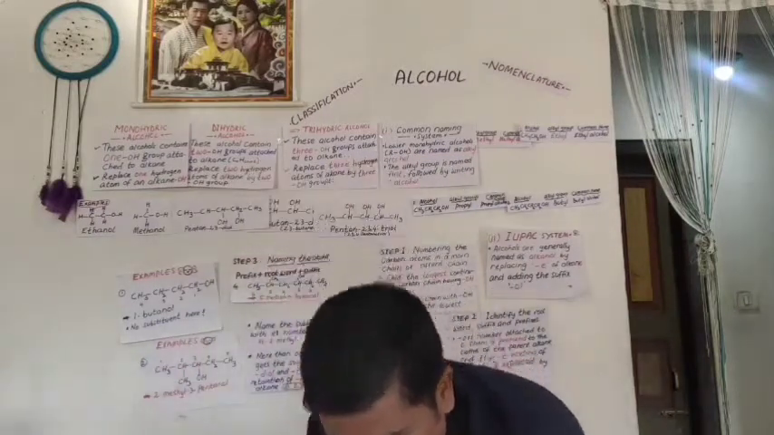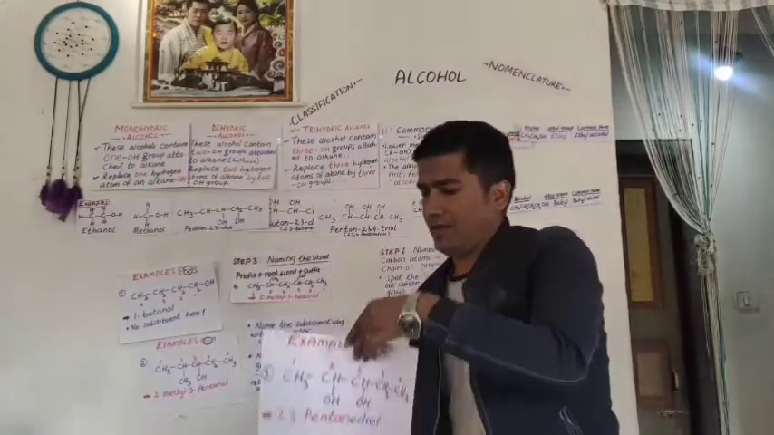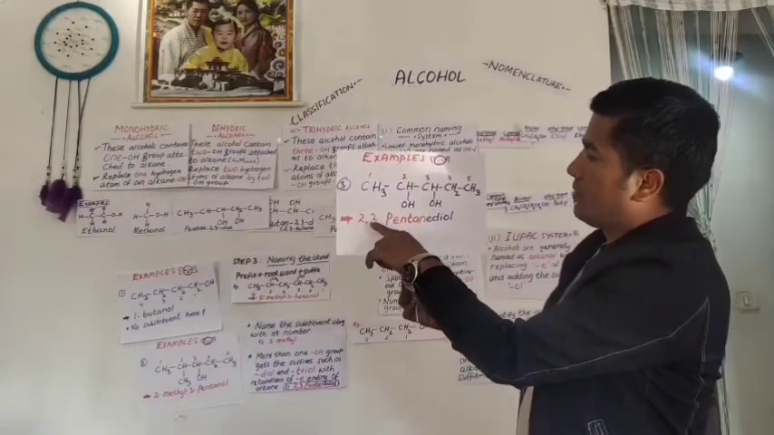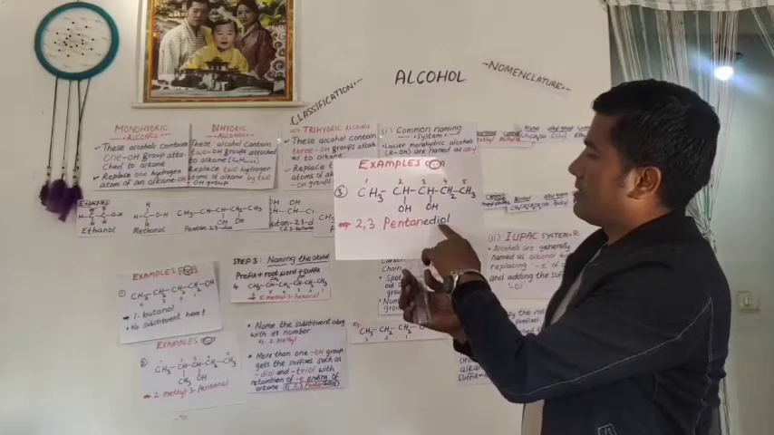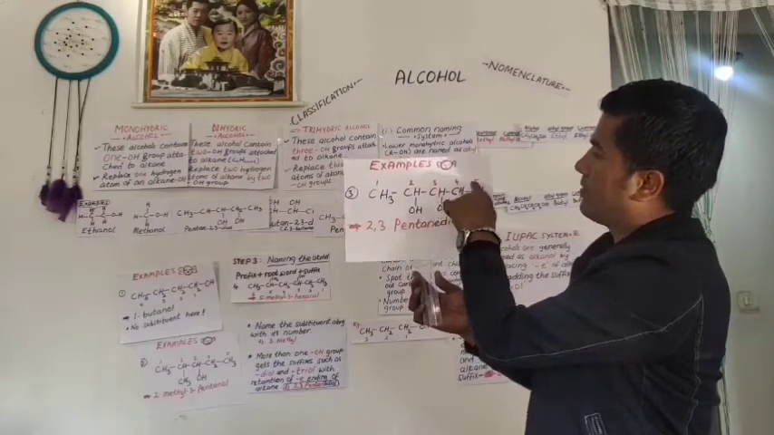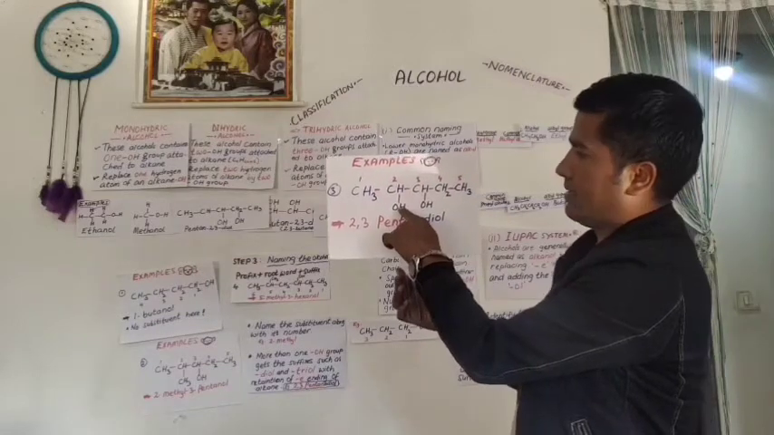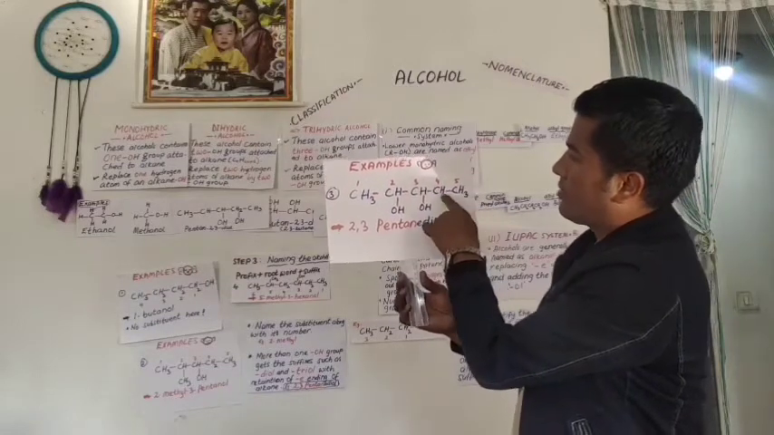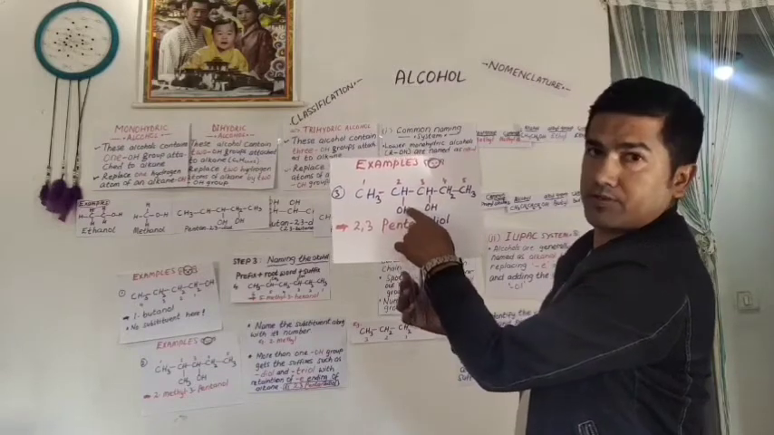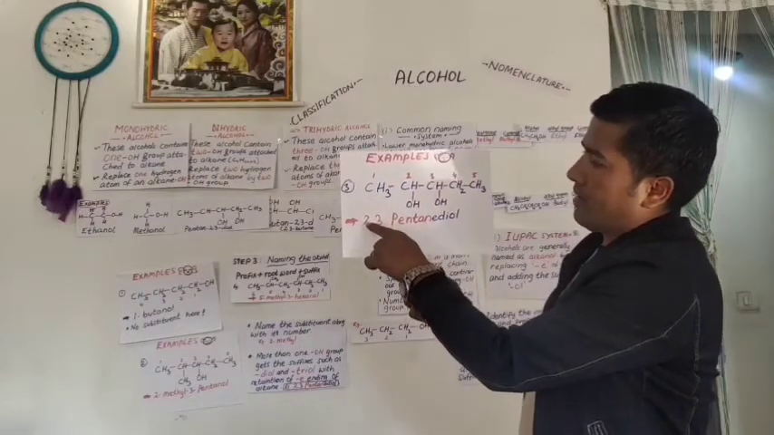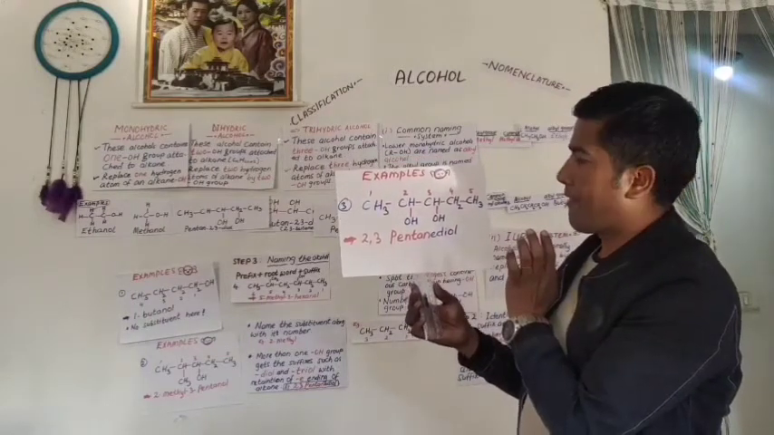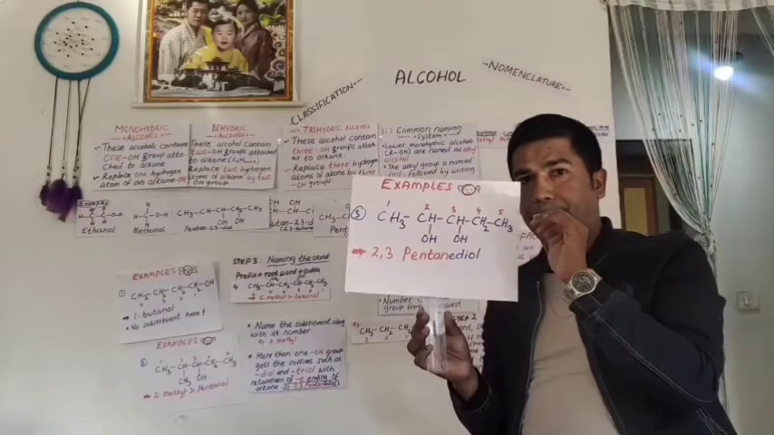Then the last example, when you are dealing with more than one OH. It is 2,3-pentanediol. Why? Because you can see the numbering 1, 2, 3, 4, 5, and OH is on the second carbon. If you number from the other side, 1, 2, 3, the OH will be on the 3rd one. So the lowest should be assigned here: 2,3-pentanediol.